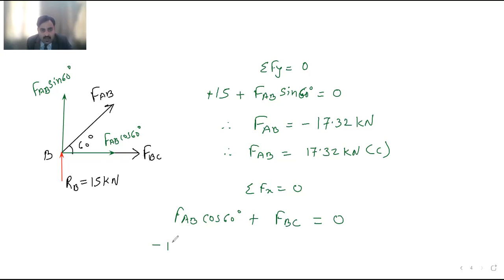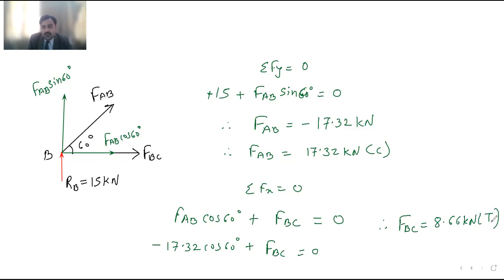So F_AB is minus 17.32 cos of 60 degree plus F_BC is equal to 0. Now after solving this, you will get the value of F_BC. Minus 17.32 cos 60 goes to the other side, plus will. So let me know the answer. 17.32 cos of 60. 8.66. So the answer is 8.66. You have got a positive answer, so it is tensile.